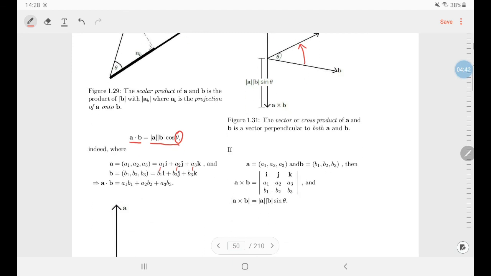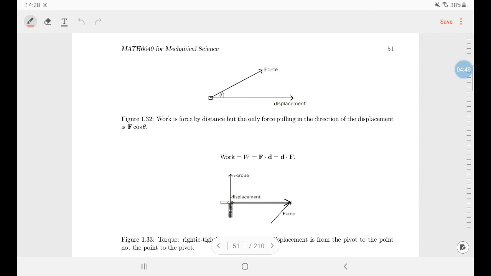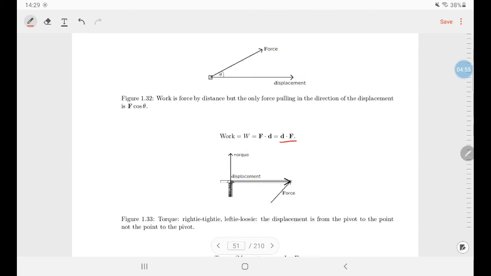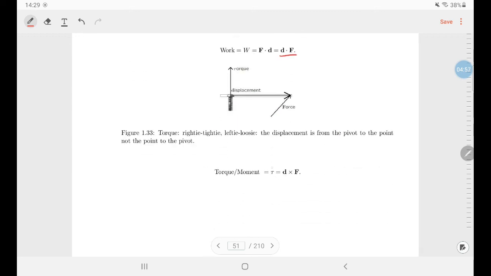How do you calculate these things? Well, you do this determinant business. And what have we got? We've got the work done by a force, which is the dot or scalar product of the displacement with the force, and the moment, which is a vector, is the vector product of those.